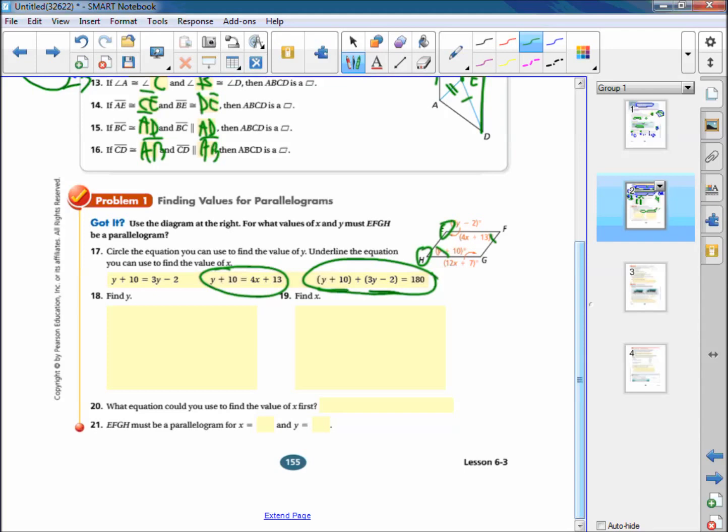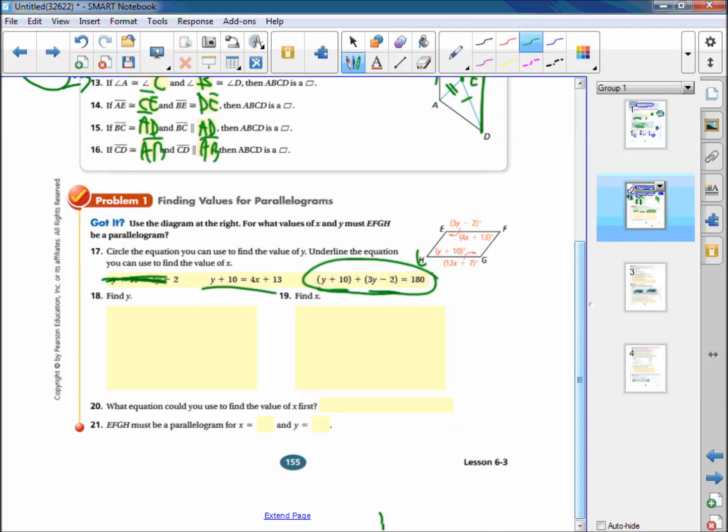And then the other one, y plus 10, should not equal 3y minus 2 because those are consecutive, so that's not going to work. So we're going to cross this one off, and it said for us to underline the equation you can use to find x, and circle the equation you can use to find y. So I should have underlined this one. Sorry. All right, so find our y. So our y could be found by looking at angles E and H. They both use just y, and they should be supplements of each other.